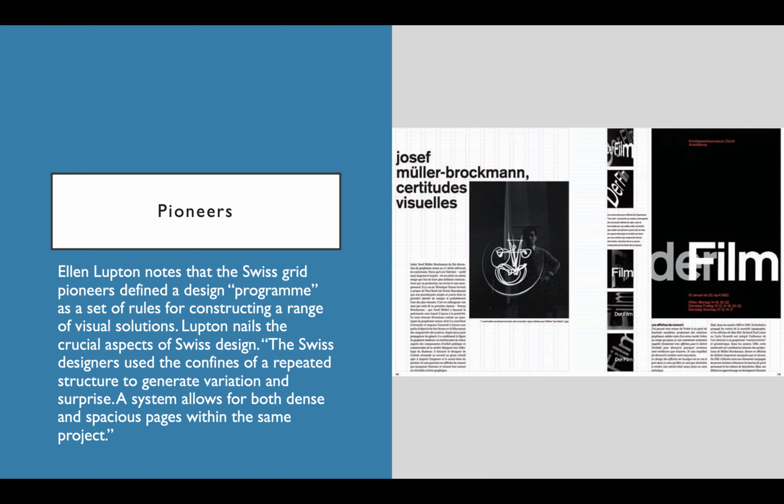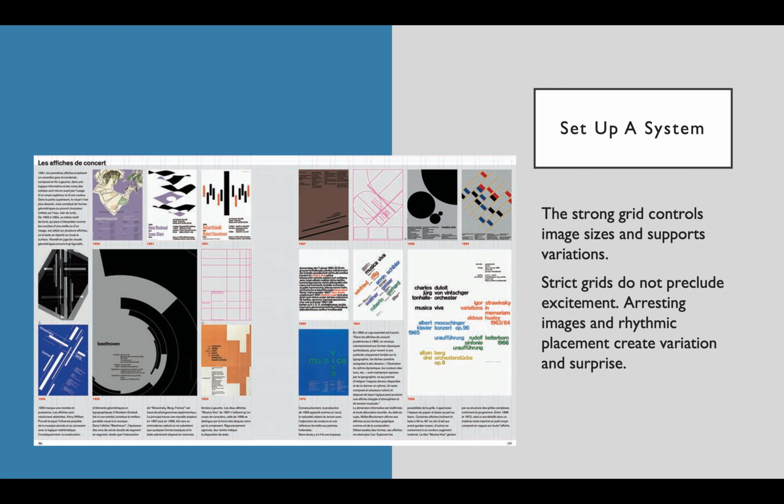A system allows for both dense and spacious pages within the same project. And so I think the fact that it helps the reader not read, as we've discussed, but it also helps you design. It makes it really clear for you where you're going to place information, how you can take what you need to work with and deploy it quickly and easily. So it helps both. A strong grid is going to support variations. It's going to help you work with various image sizes. And it's not actually something that's stifling.